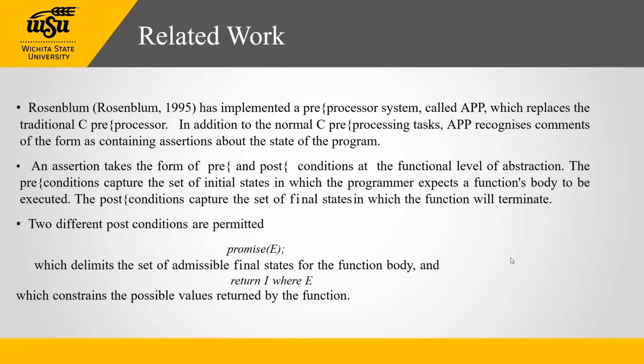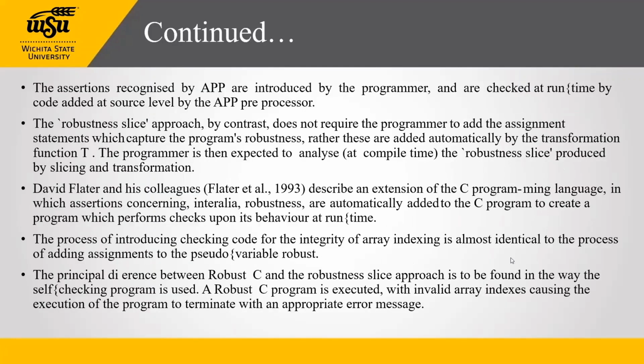So here the function will terminate in the final states. Two different post conditions are permitted: a promise of E, which delimits the set of admissible final states for the function body, and a return of E, which constrains the possible values returned by the function. The assertions recognized by APP are introduced by the programmer and are checked at runtime by code added at source level by the APP preprocessor.